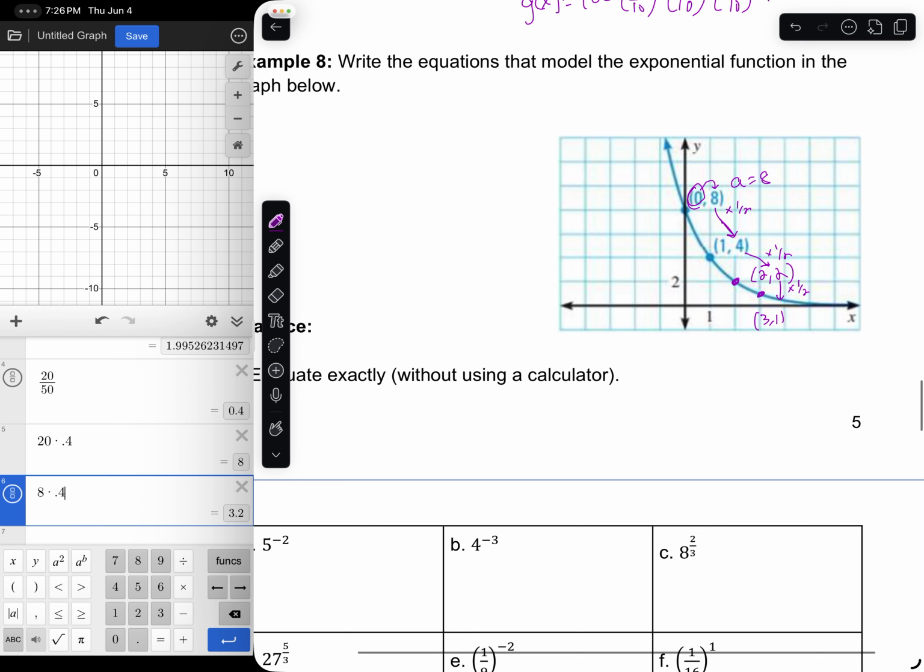So they want the equation. So my starting amount here, I'm going to say y equals, my starting amount is 8, and then I multiply by 1/2 over and over. So it's 1/2 to the x times.